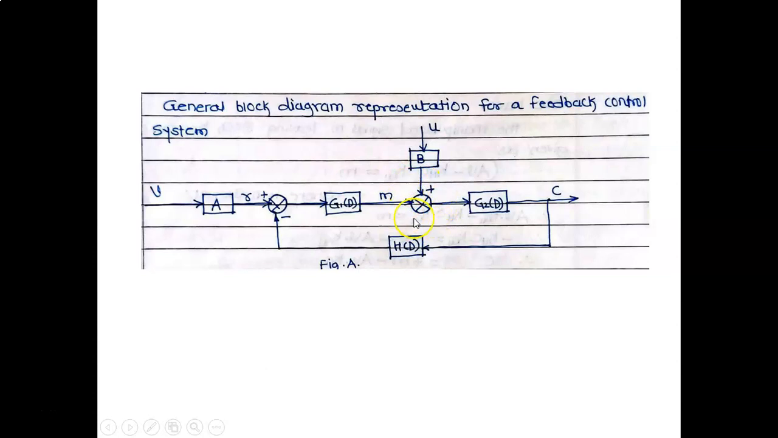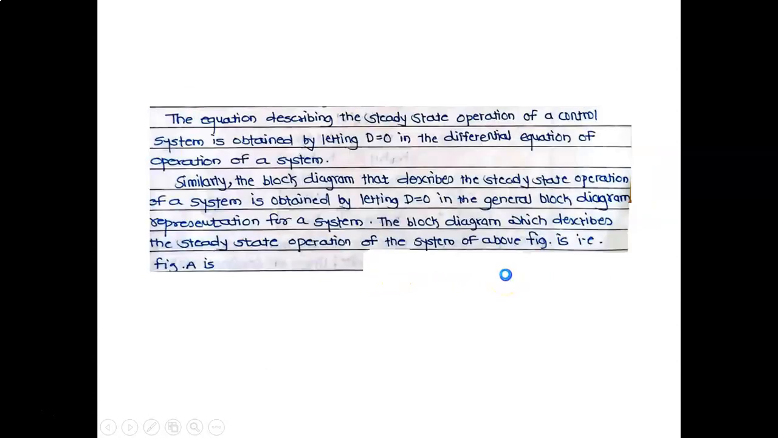Again from this summing point, this is the output which is fed to this block G2D, and from this block G2D output is C. And again here this is known as takeoff point, and from this takeoff point this feedback signal is taken and it is given to this feedback element H of D, and it is fed to this summing point. Therefore we will see what is the analysis of this diagram.